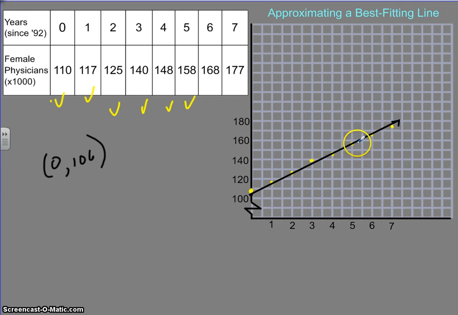Well, let's look at 7. Where does it hit 7? It's about 176. So at 7, it hits at 176. Again, this is an estimation.